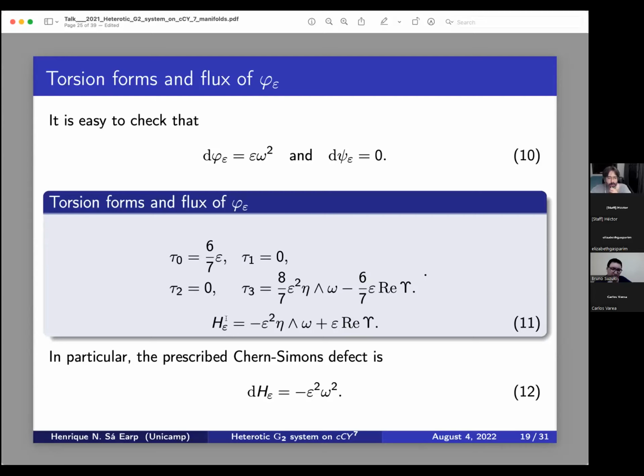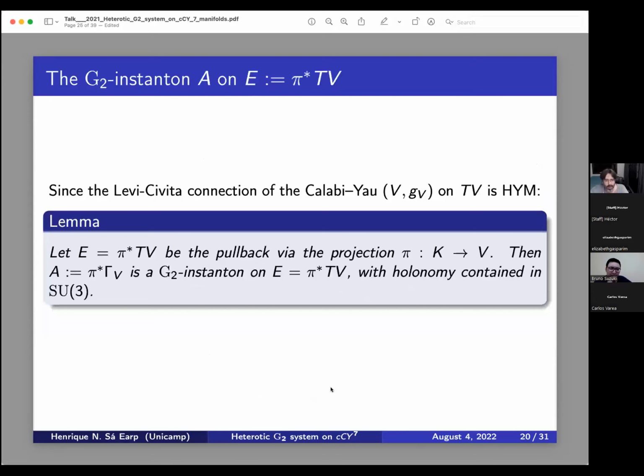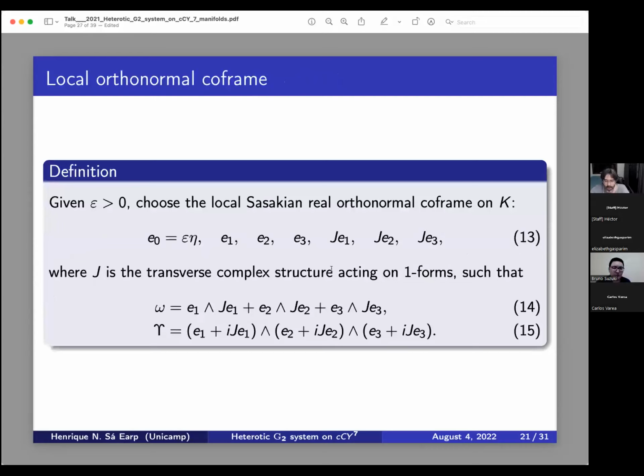If we compute, therefore, the prescribed Chern-Simons defect, which we want to impose between the gauge fields, then it's literally just a multiple of omega squared. And then this is the result, the easy result I told you. It's easy to obtain a G2 instanton on this pullback bundle just by pulling back the Calabi-Yau metric Levi-Civita connection itself. So this one is easy to arrange. So our gauge bundle in particular is a rank 6 bundle, right? Complex rank 3 bundle.